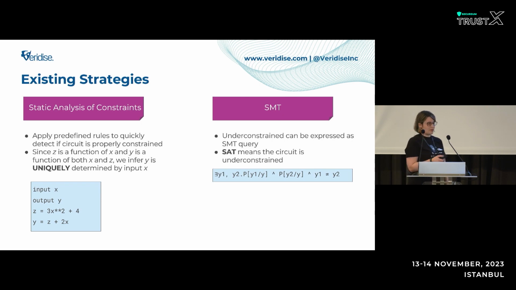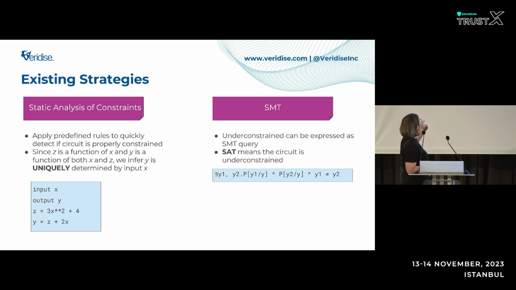All right, so how are people usually testing or trying to find these unconstrained bugs in their zero-knowledge circuits? There are two main techniques, namely static analysis of the constraints and SMT solvers. For static analysis of the constraints, things look this way. Basically, you have your circuit, your input, output, and assignment, and you can reason about the way the code looks.